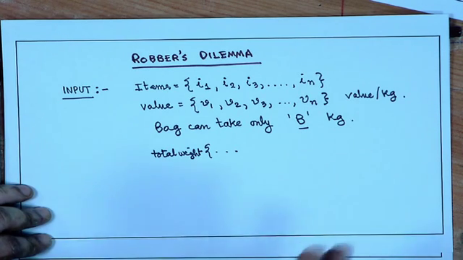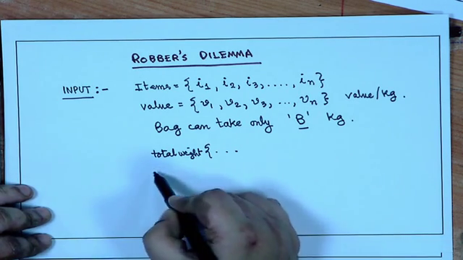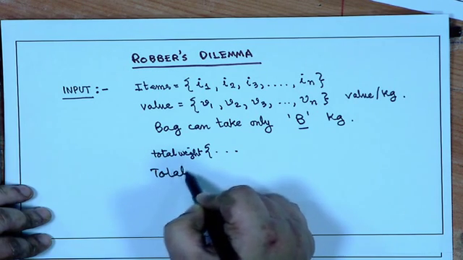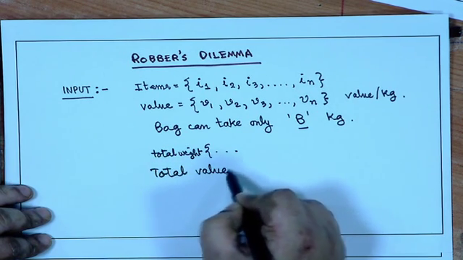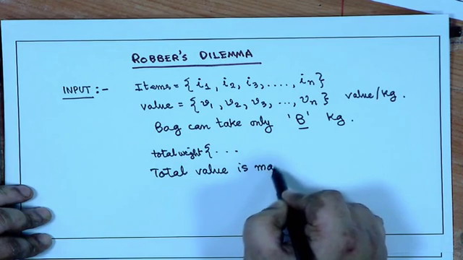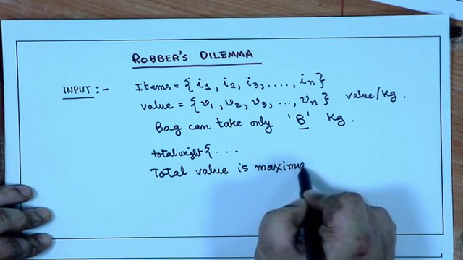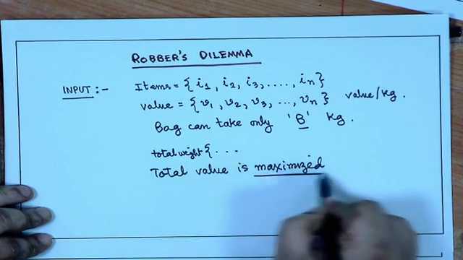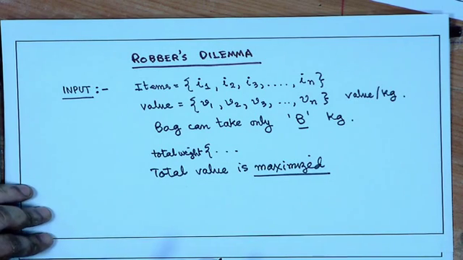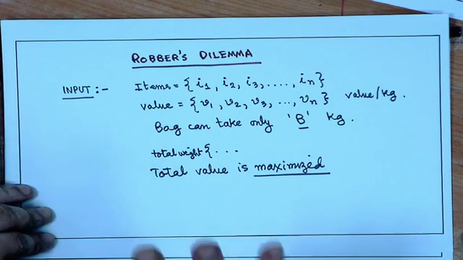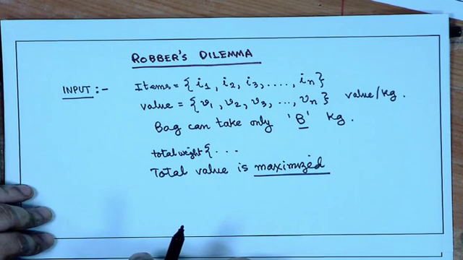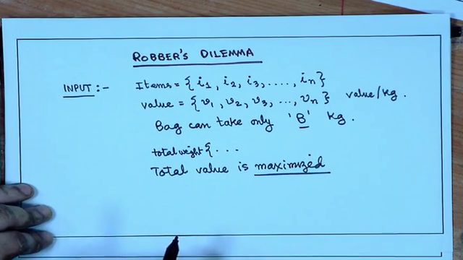How many kgs of which item he will take, so that his total value is maximized. So, after having determined the value, he knows that platinum is this much value, gold is this much value, silver is this much value, diamond dust is this much value, etc. Now, this fellow has to determine what he will do.